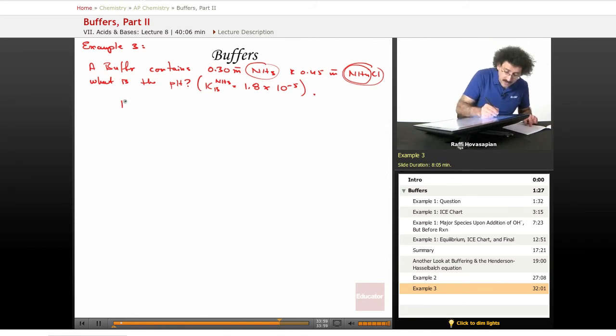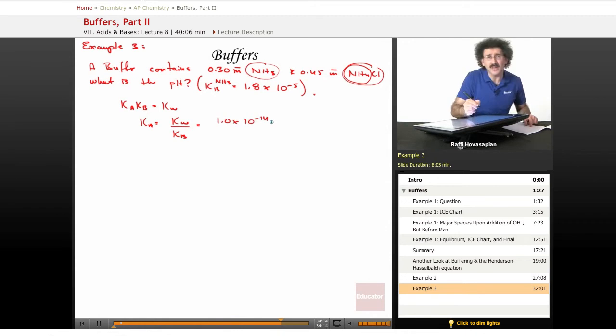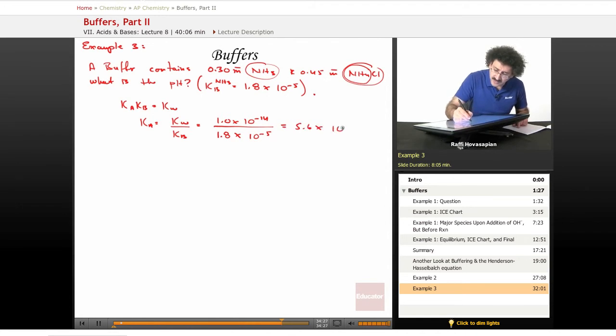So we know that there is a relationship between Ka and Kb: Ka times Kb equals Kw, which means that Ka is equal to Kw over Kb. In this case, it's going to be 1.0 times 10 to the negative 14, the equilibrium dissociation constant for water, divided by the Kb here, which is 1.8 times 10 to the negative 5. And we end up with a number which is 5.6 times 10 to the negative 10.